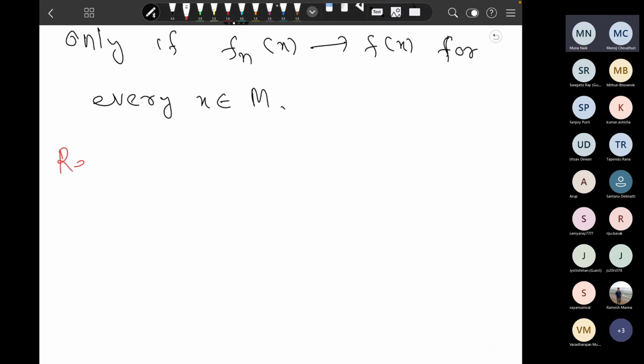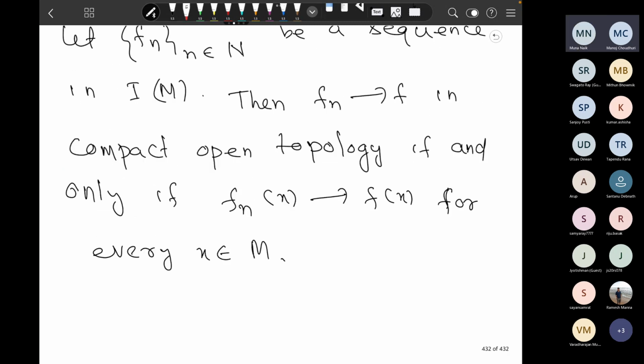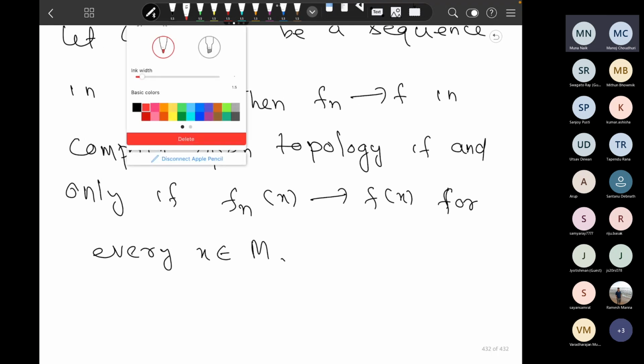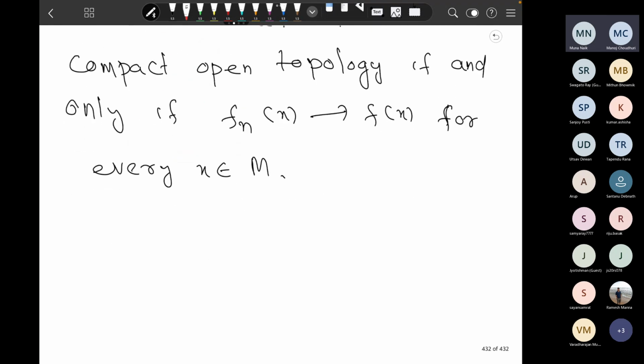And actually, there is also another topology, that of uniform convergence on compact sets. That topology is also the same as these two topologies. For the proof you can see Helgason.